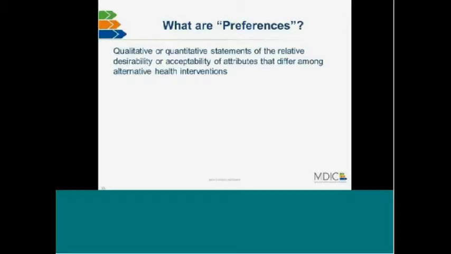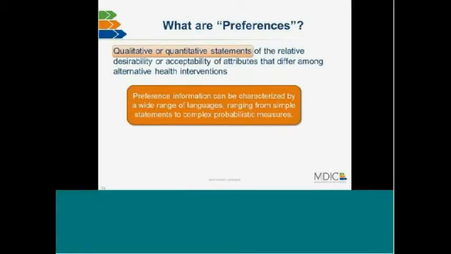So this is a definition, and rather than read it, I'm going to unpack it. Let's go through it piece by piece. Qualitative or quantitative statements. Preference information is described by a language, and there are many languages that can be used. We use it all the time. We make thousands of decisions a year, and we use qualitative statements almost all the time to describe what we care about. But there's also hardcore quantitative probabilistic language that could be used for preferences.